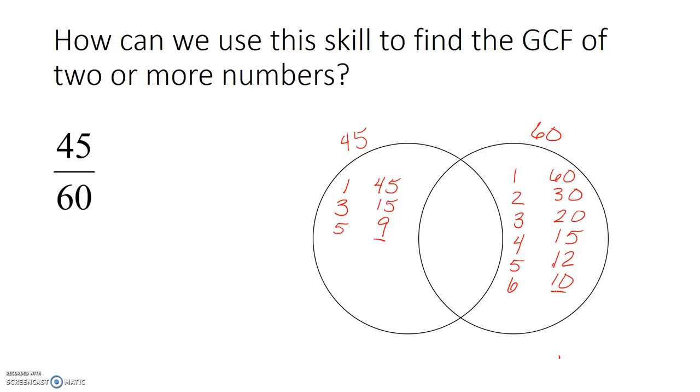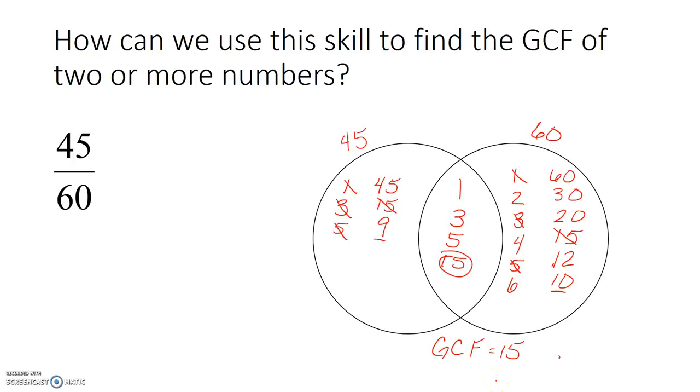Now let's put the common factors in the center. They both have a 1. They both have a 3. They both have a 5. They don't both have 9. They both have 15. But they both don't have 45. So I'm done, and my GCF is 15.